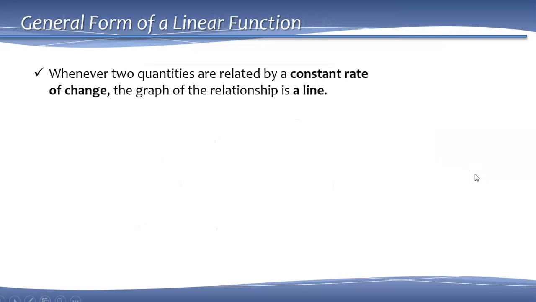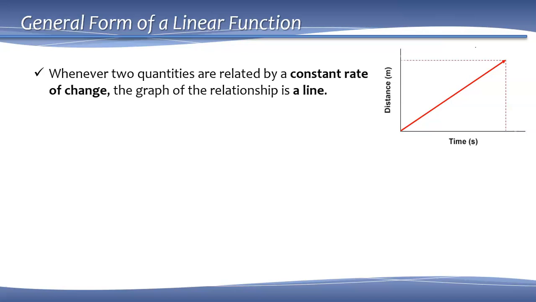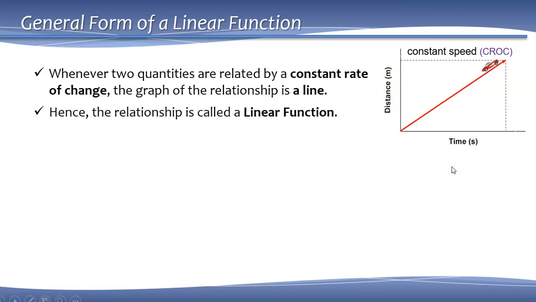So whenever we have two quantities that are related by a constant rate of change, the graph of this relationship is a line. So imagine you are in your car driving and you set the cruise control on. You will have the sensation of a constant speed. That would be constant rate of change. That means in the same amount of time, you're going to cover the same amount of distance. So this relationship is called a linear function.